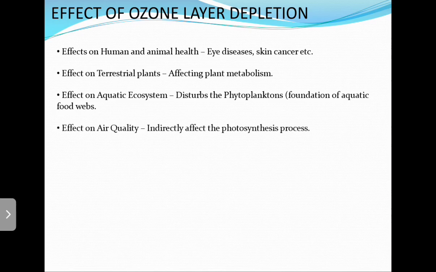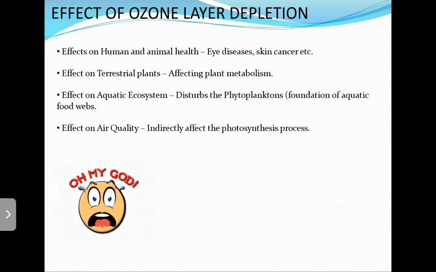It causes global warming, and indirectly it affects the photosynthesis process also, which leads to the minimization of metabolism of the plant system. So all such issues are there due to the destruction of the ozone layer. So we have to be much more cautious about that.